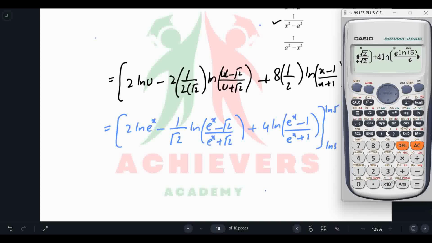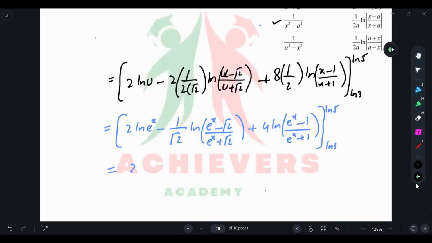e power x, x is natural log of 5. You can do it in small parts also, but I'm trying to do it without dividing it into separate parts. So this will be 2.008. The upper limit will be 2.008, minus the lower limit.